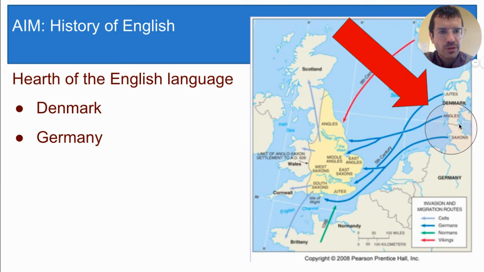This arrow shows the hearth in northern Germany and Denmark, and these blue arrows represent the migration of 3 tribes, the Saxons, the Angles, and the Jutes, out of that region, across the North Sea, and into England.